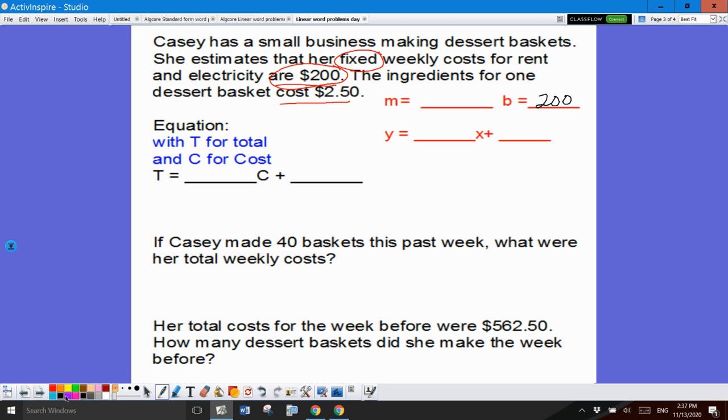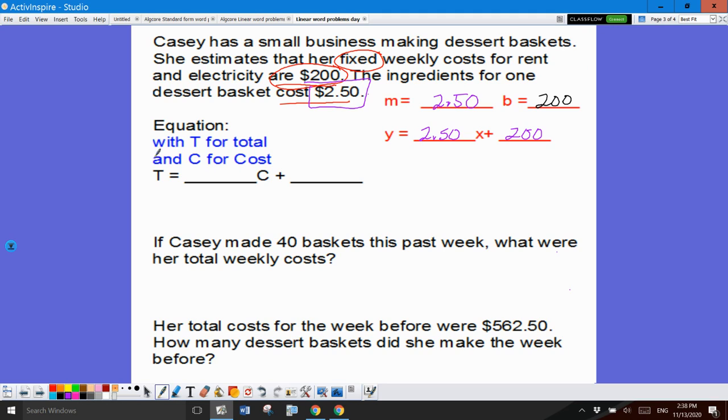Okay, and that means that my 2.50 is going to be my slope, because that's per basket. Okay, because that's the cost of one basket. And I know that every time I add a basket, it's going to change that number. So then my y equals 2.50x plus 200.